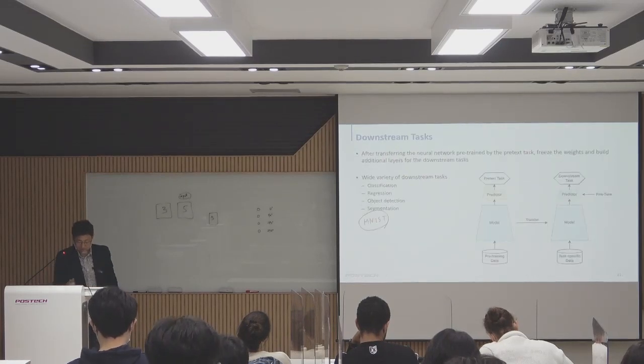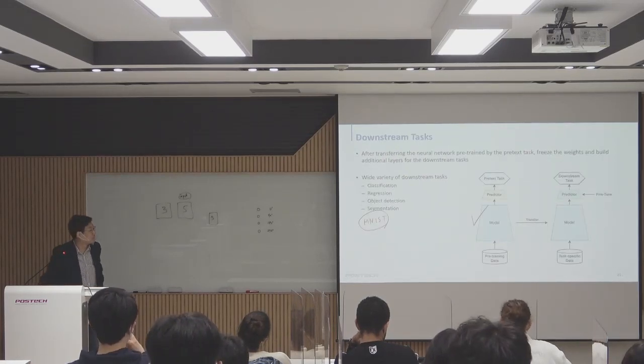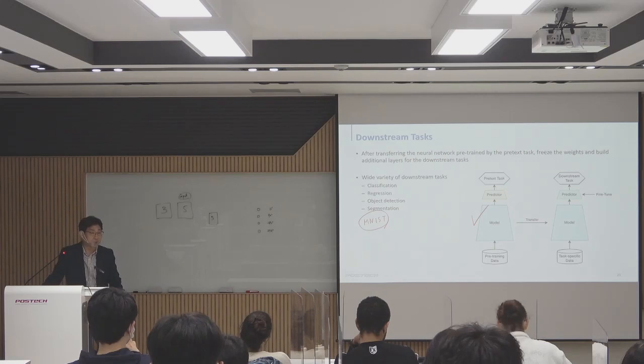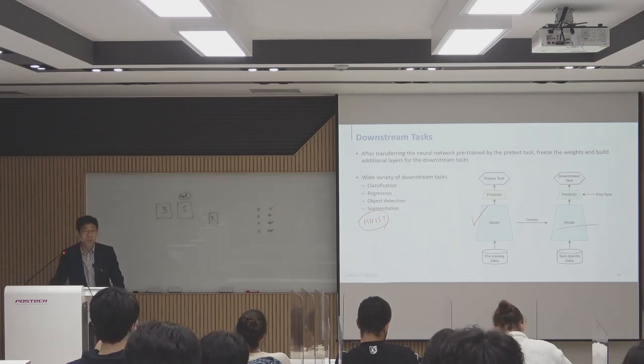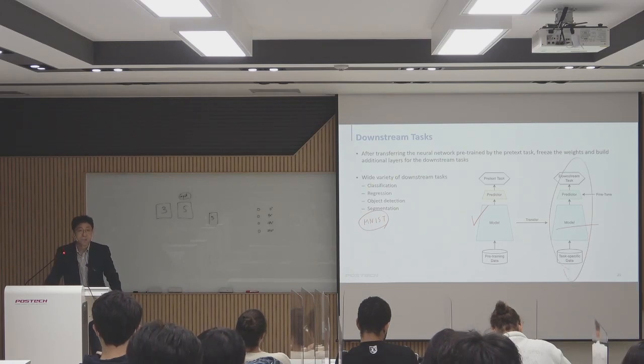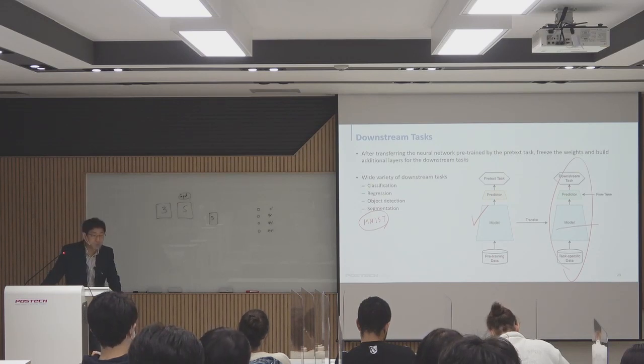Using that, we want to get the pre-trained models. Then we can apply the idea of transfer learning, trying to attack the downstream task. In this case, it's going to be classification of handwritten digits.